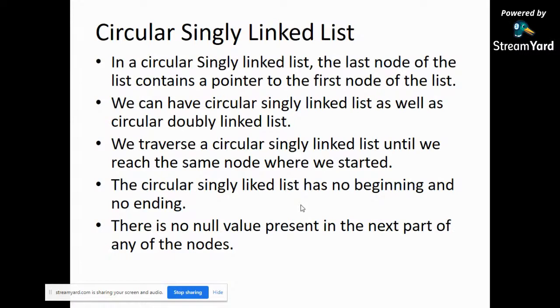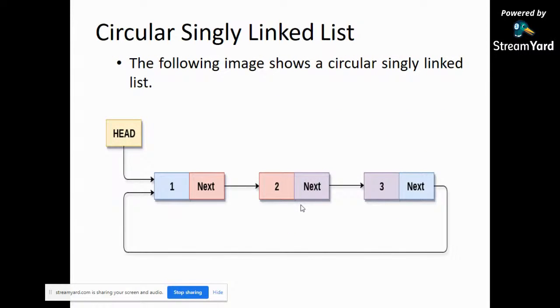The circular singly linked list has no beginning and no ending. There is no null value present in the next part of any of the nodes. This is very important: in a circular singly linked list, there is no null value present in the next part of any of the nodes. This is the image showing us the circular singly linked list.